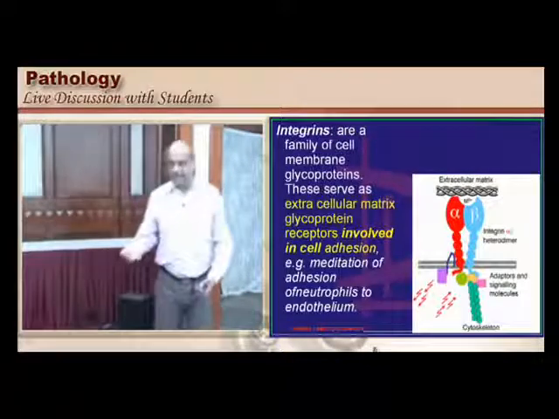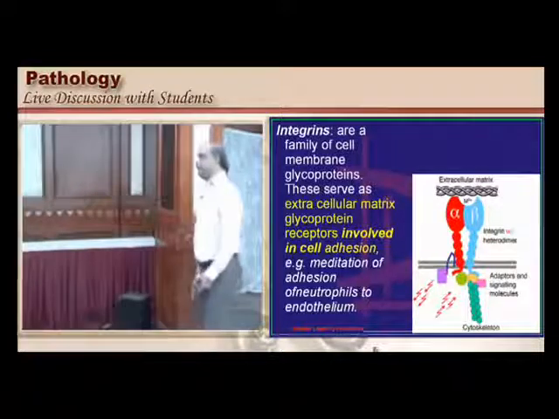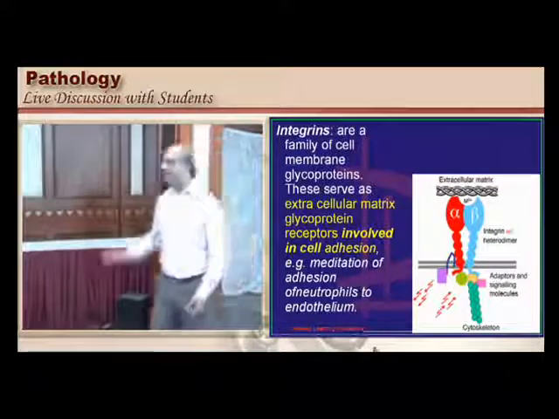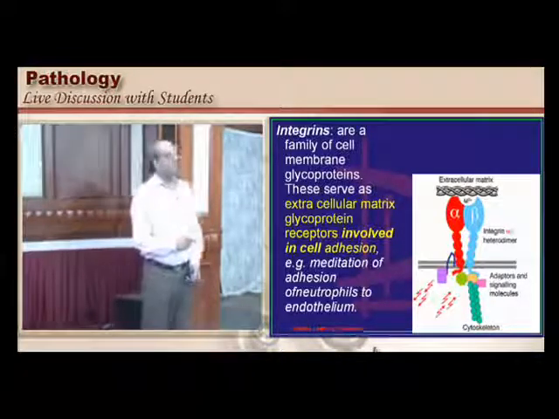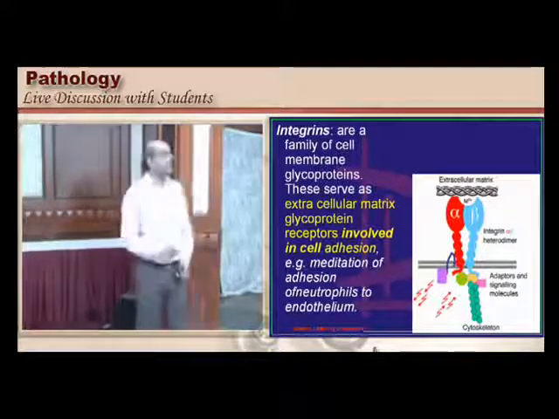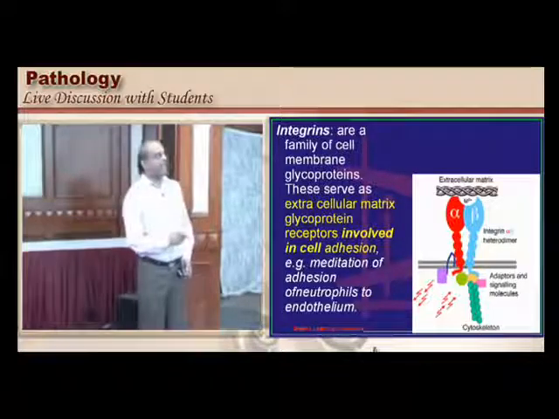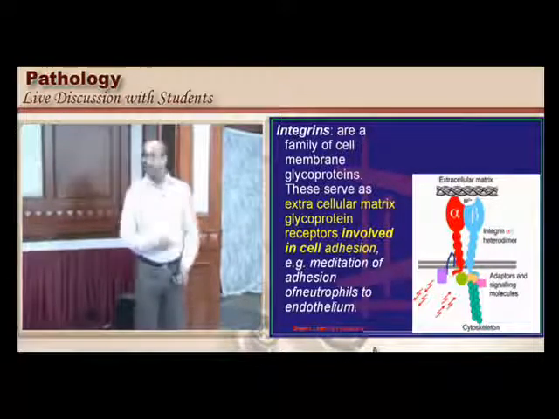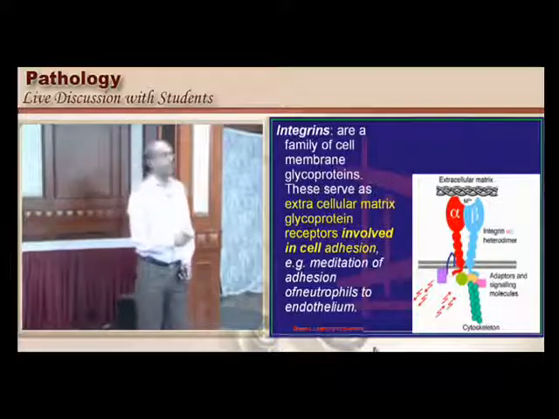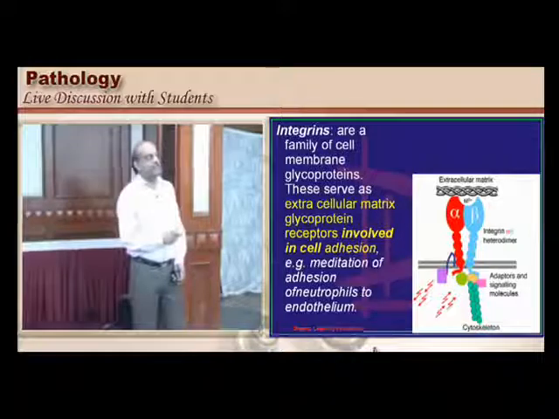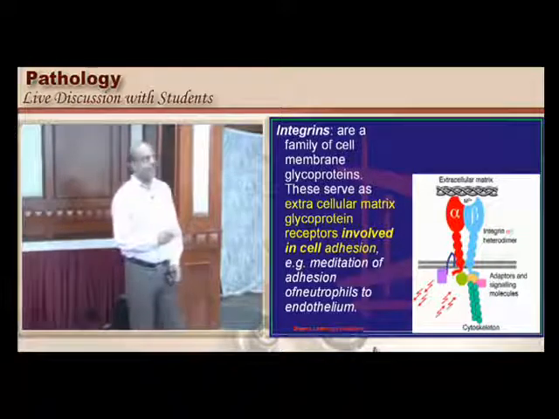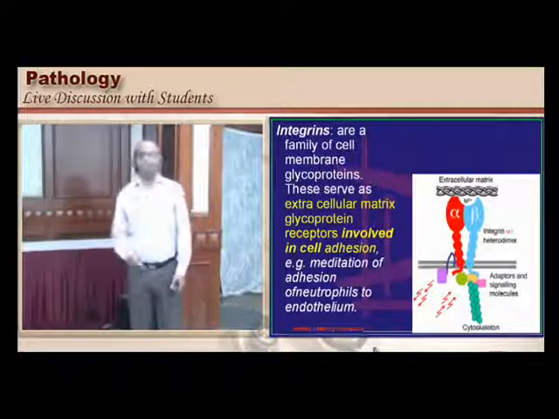Then what are integrins? The third group of proteins when we talk about cell injury and inflammation. Basically they are a family of glycoproteins. They serve as extracellular matrix glycoprotein receptors, and they are involved in cell adhesion, and they mediate the adhesion of the neutrophils to the endothelium. So that is where the integrins come into the picture.